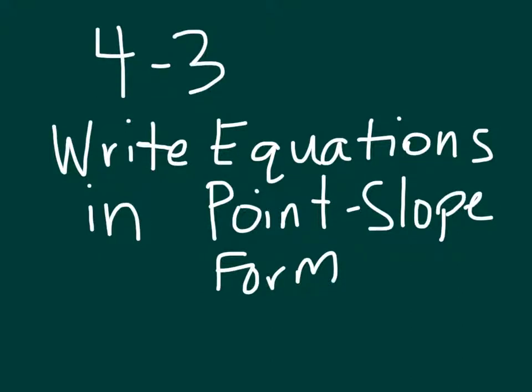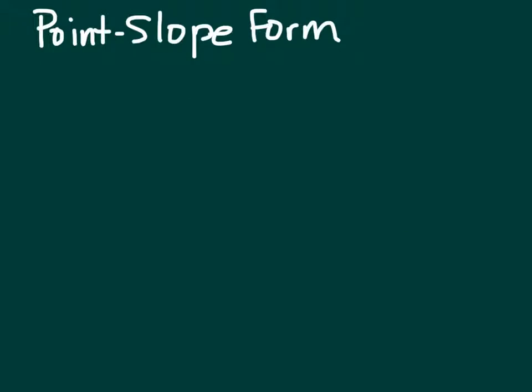Chapter 4, Lesson 3, Write equations in point-slope form. Okay, so first of all, what is point-slope form? Point-slope form looks a little funny. It says y minus y1 equals m times x minus x1.